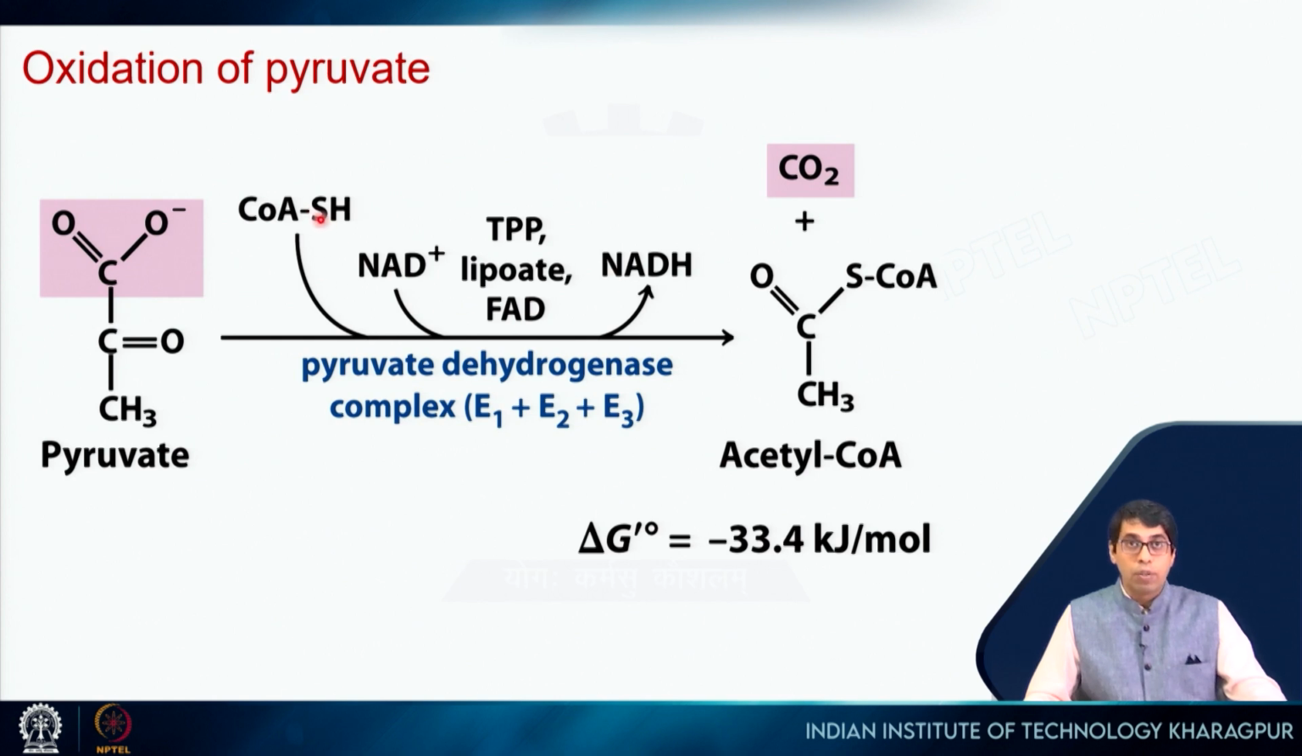So, there is acetyl coenzyme A, there is coenzyme A which becomes acetyl coenzyme A. There is NAD plus which becomes NADH, so it accepts the electrons. There is TPP, there is lipoate and there is FAD which will become FADH2 and then it will get reduced to FAD. So, 1, 2, 3, 4, 5 different cofactors are used by these 3 enzymes in this enzyme complex.